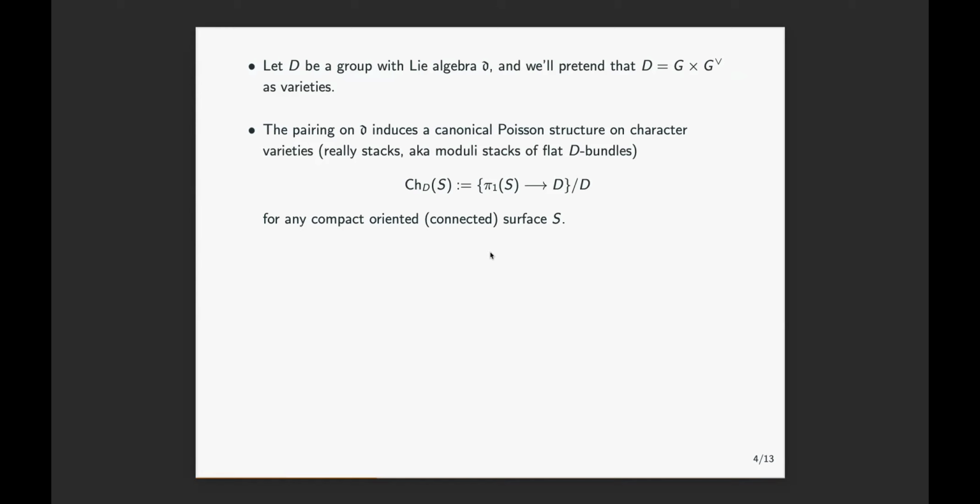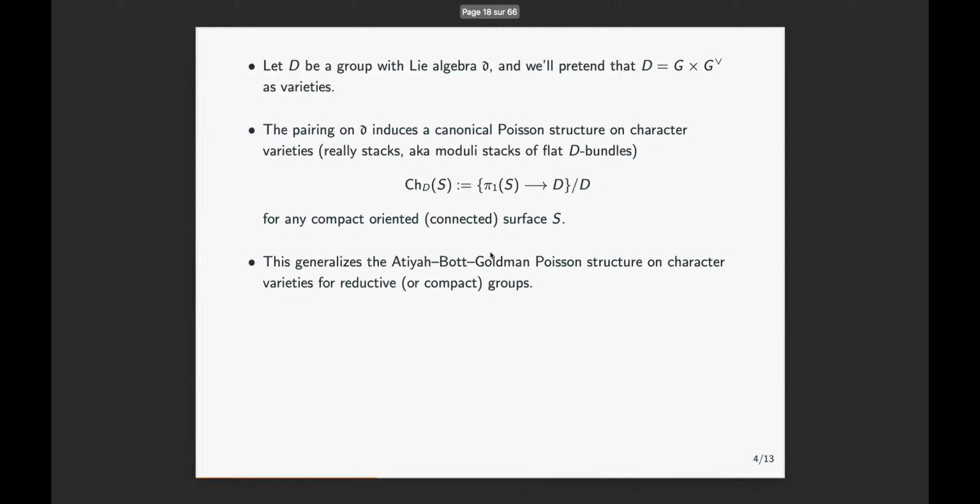And the claim is that this non-degenerate pairing on the Lie algebra gives you a canonical Poisson structure on that moduli space or moduli stack. And you should think of this as a generalization of the perhaps more familiar Poisson structure on character varieties with values in reductive groups. So to a large extent, one of the motivations for this theory is that reductive groups are almost Grunfeld-level, and somehow this is a generalization of that.